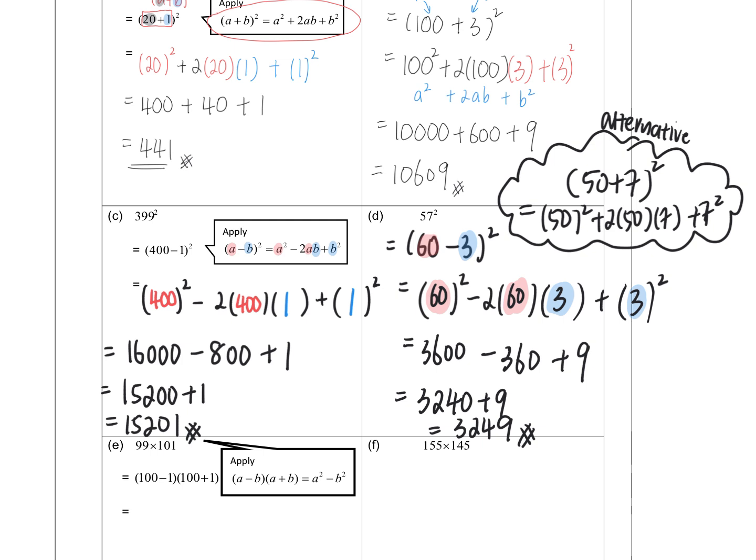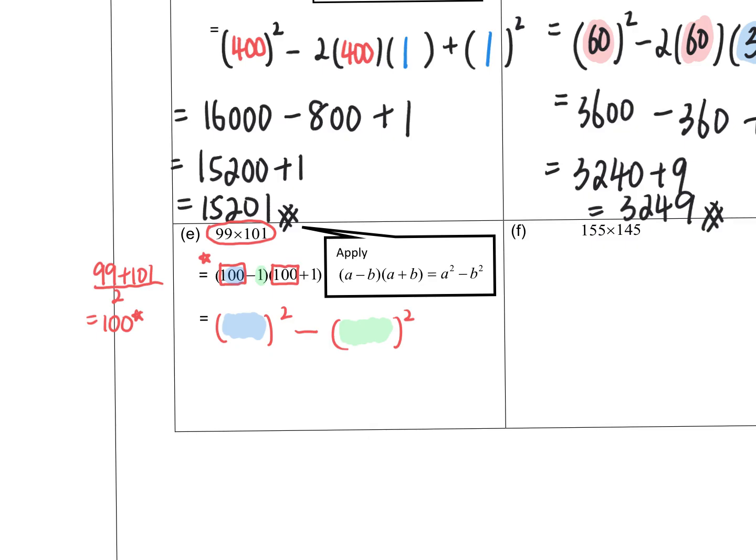Yes, can. Oh yeah, it's your snack break. So 100 minus 1. So 10,000 minus 1. So 9999. 4 nines.